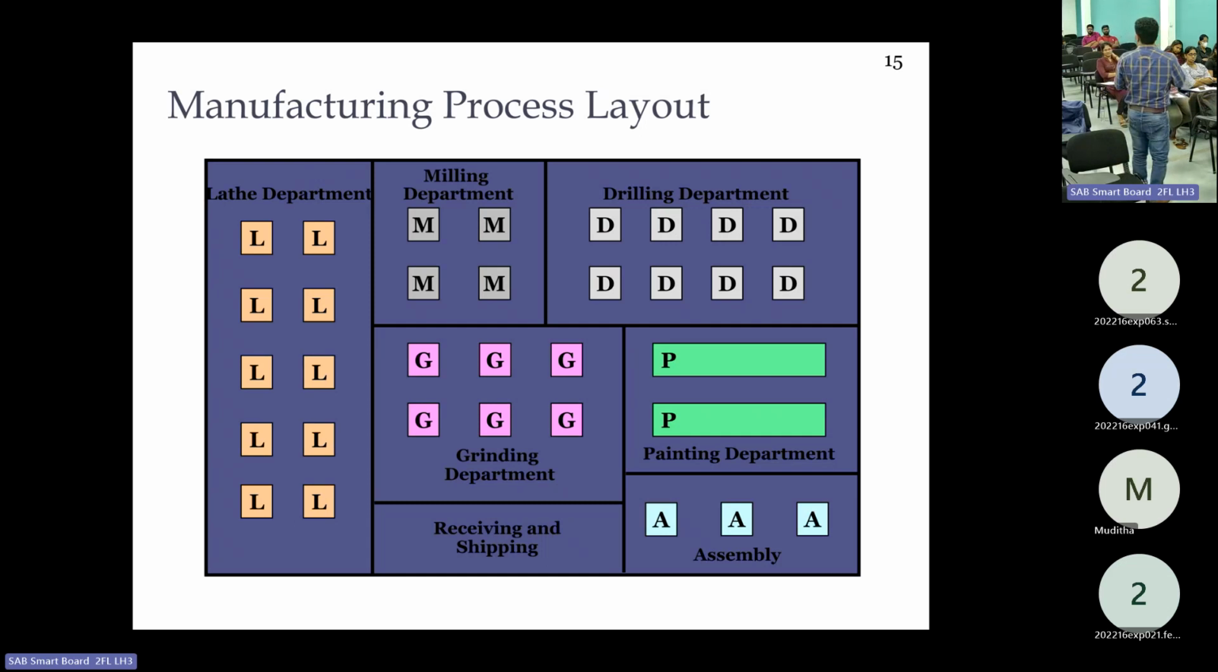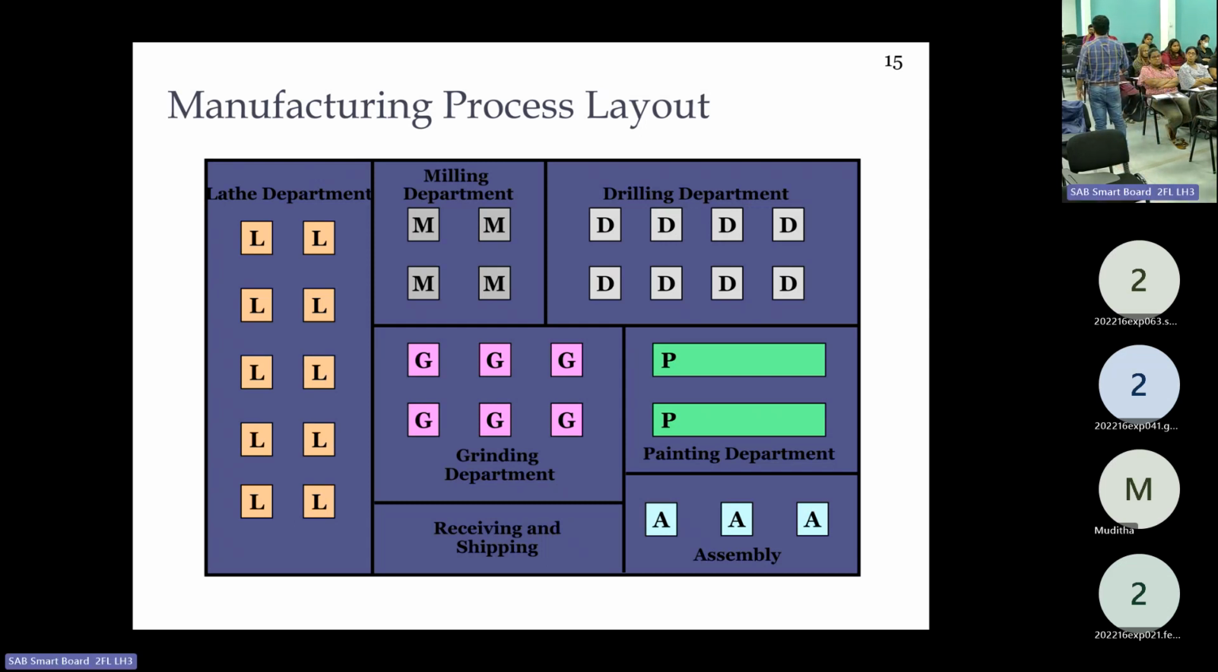Resources are grouped into departments. So similar resources together. So as the building is divided among different departments, and within a department only similar type resources are grouped. See, this is the receiving and shipping end, right? And this is the lathe department, only the lathe machines are located. Milling department, only the milling machines are located. So as the others. Drilling, grinding, painting, assembly. See, what's the main characteristic?